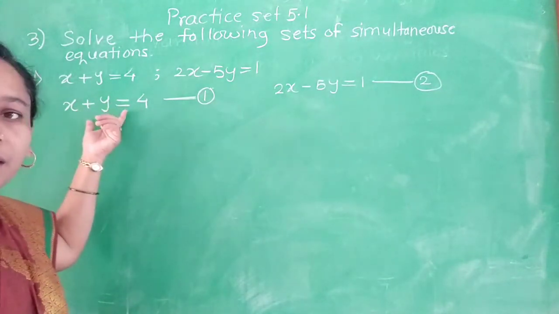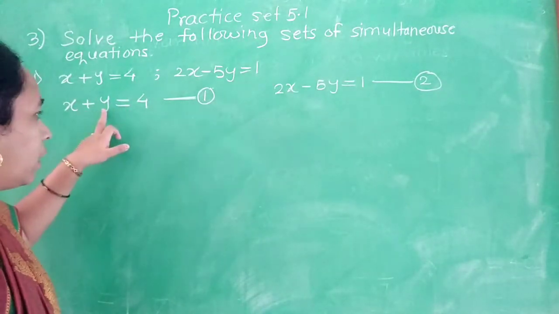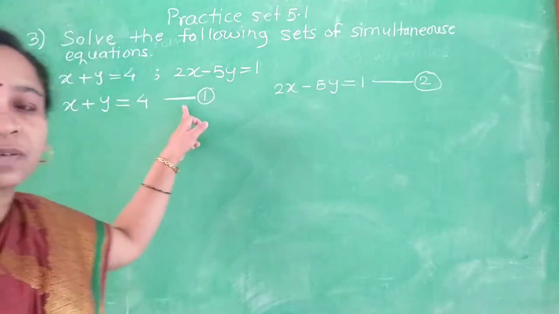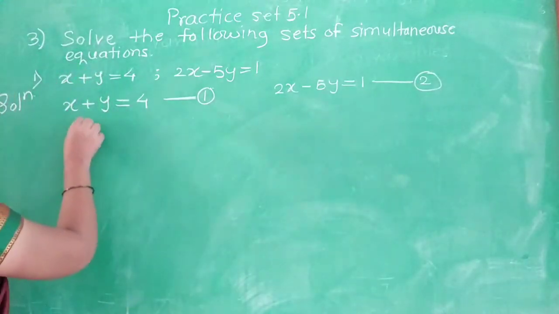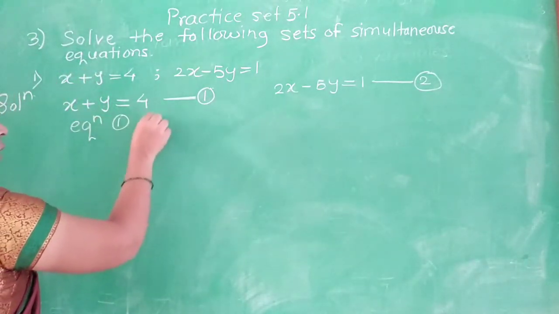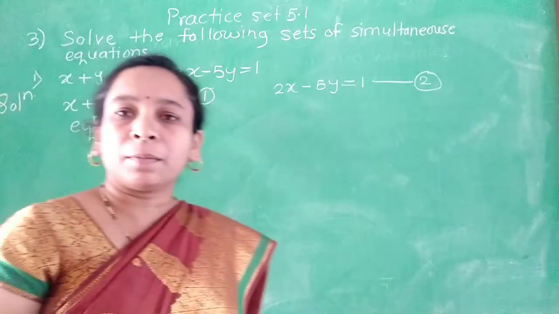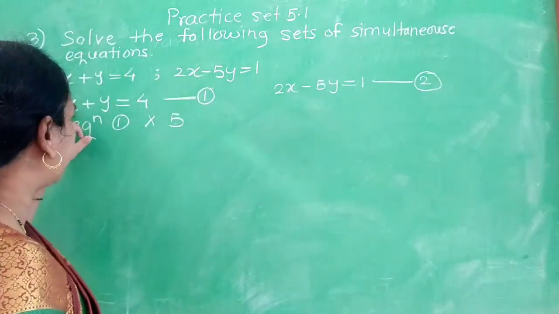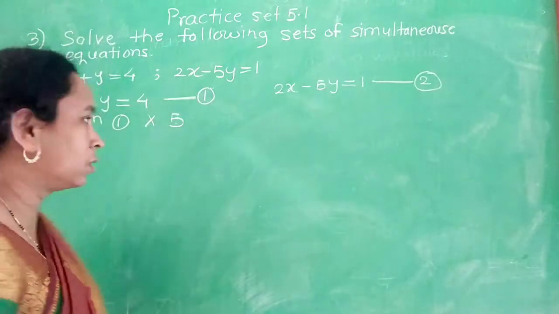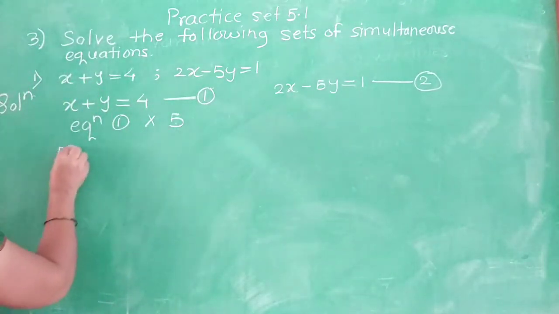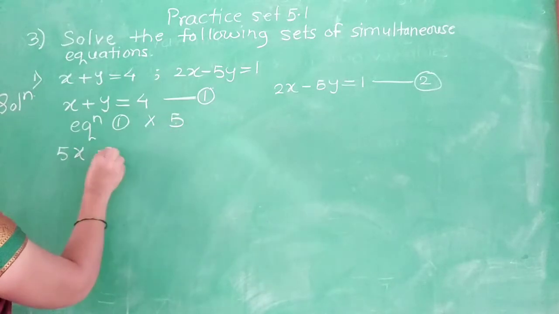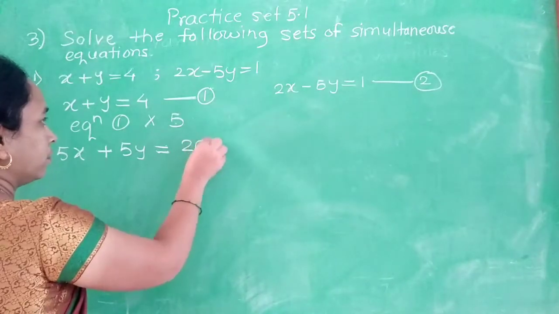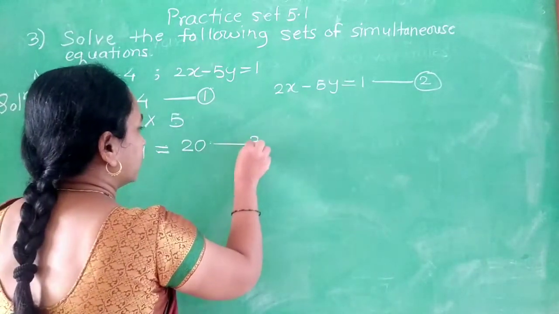So I will make the coefficients equal of the variable y. To make them equal, I have to multiply this equation 1 by 5. So equation 1 I am going to multiply by 5. When you multiply any equation by a number, you have to multiply each term of this equation. So I will get 5x, y multiplied by 5, that is 5y, is equal to 4 multiplied by 5 is 20. So this is my third equation.